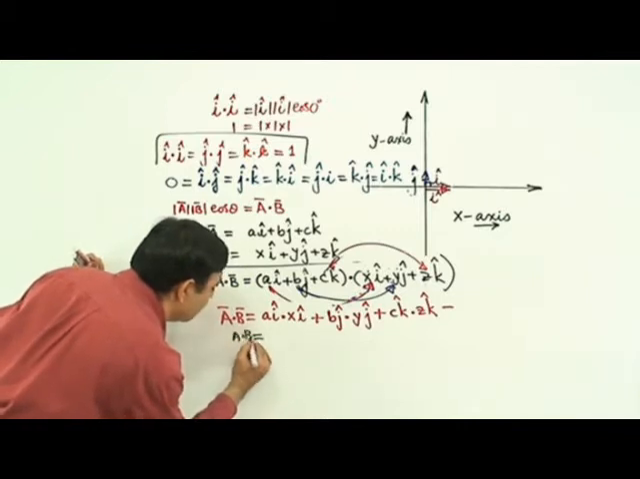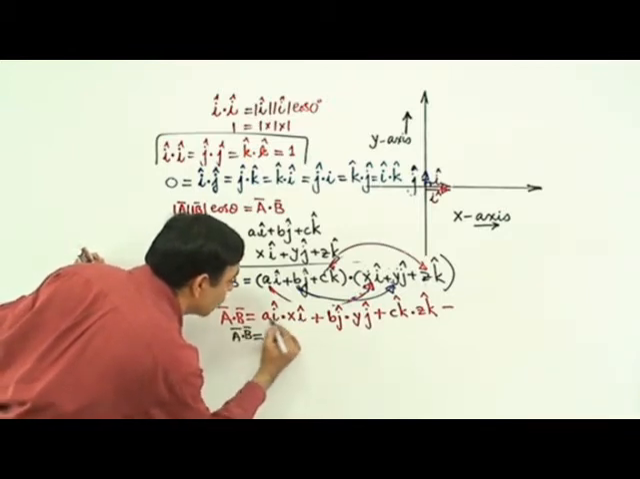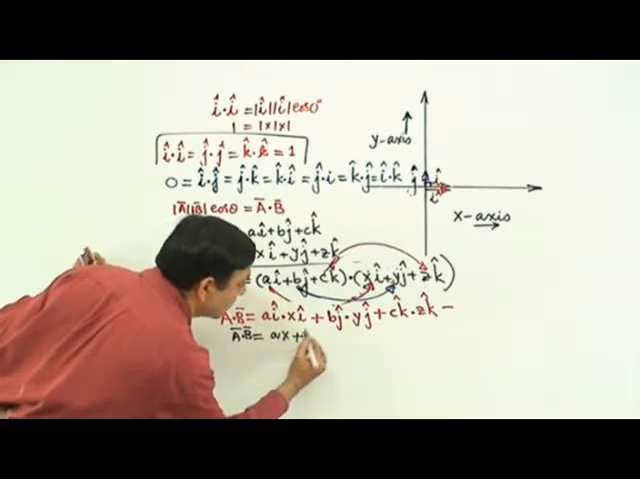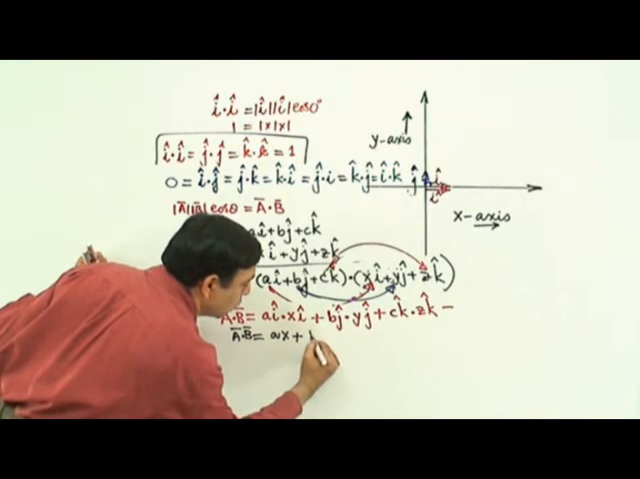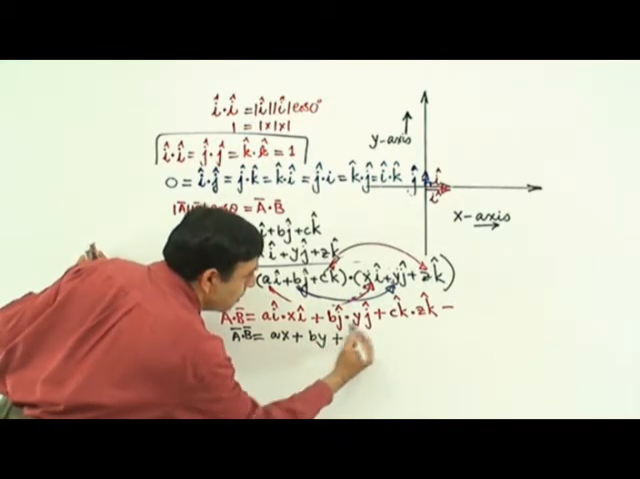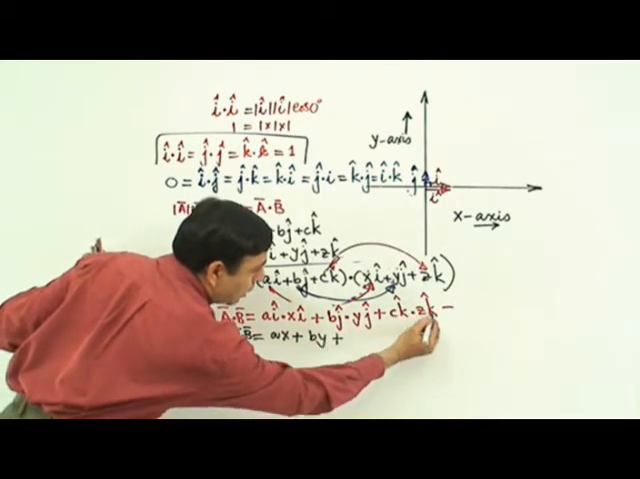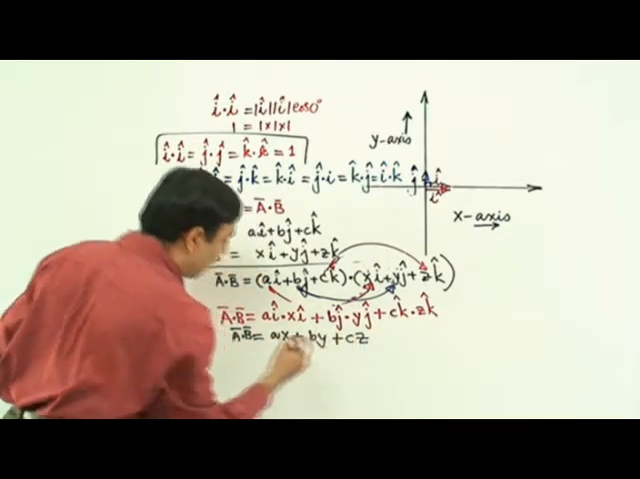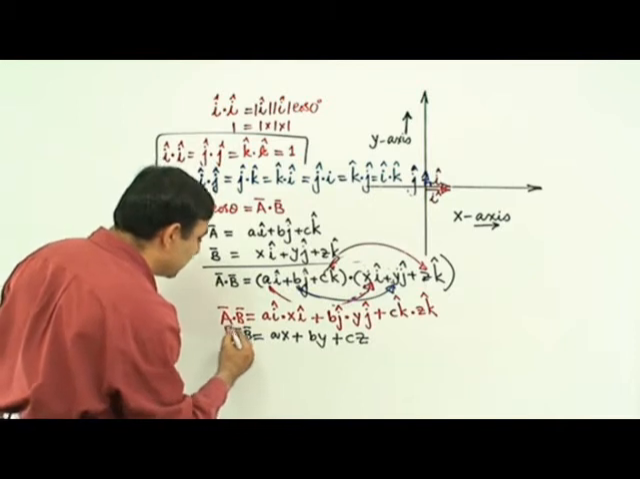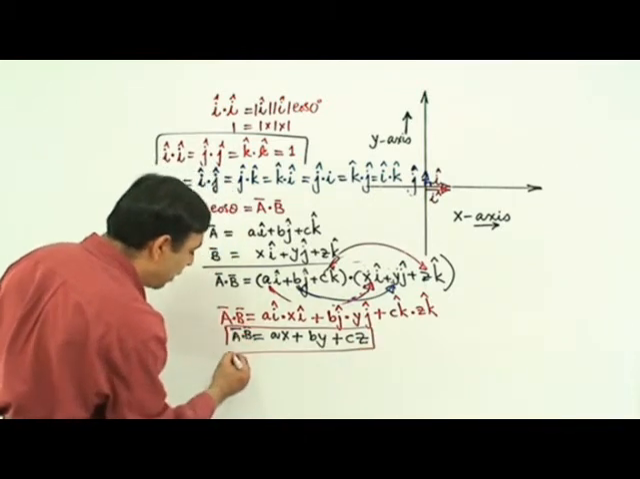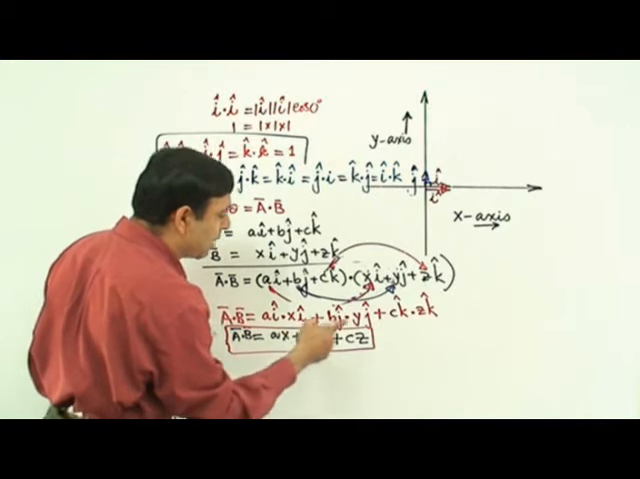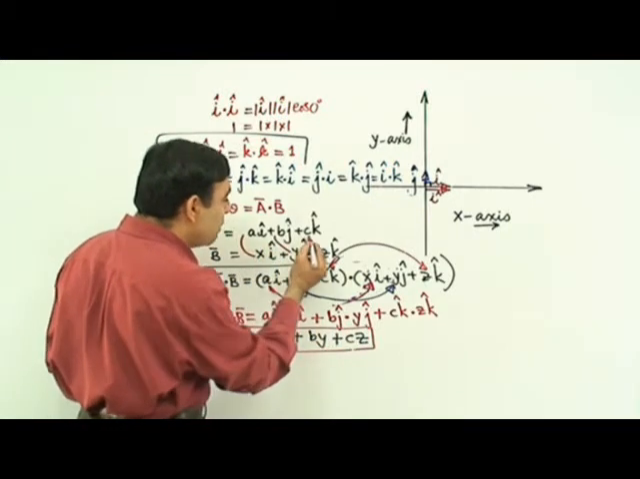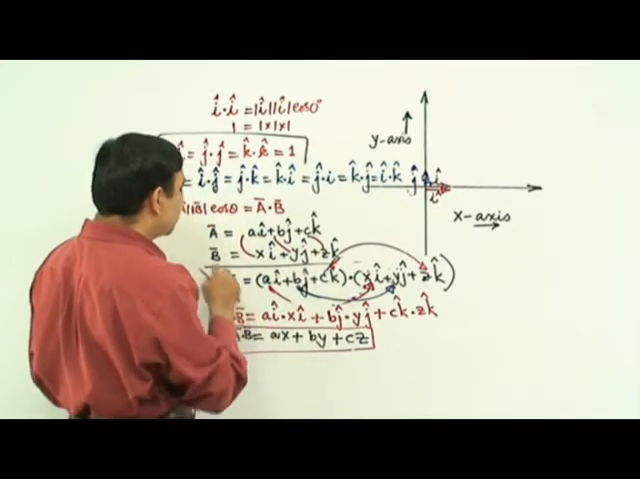Let us check it out. i dot i is 1, so this becomes ax into i dot i is 1. So let me write it as ax plus, here by, j dot j is 1, so by into 1 is by, plus cz, k dot k is 1, so here cz into 1 is cz, okay. So this is the dot product of a and b, that is ax plus by plus cz, okay, that is a dot b.